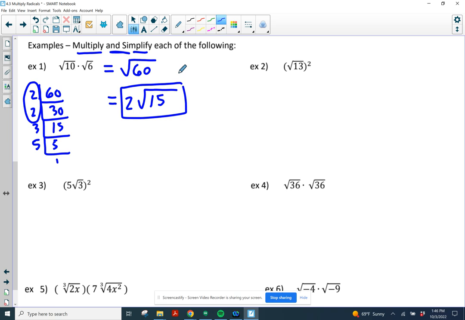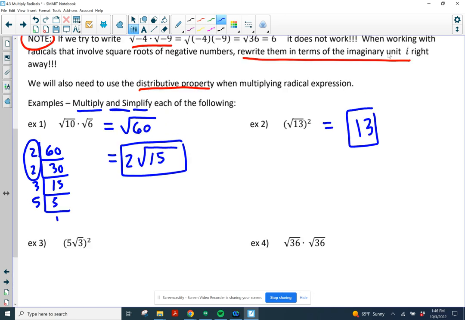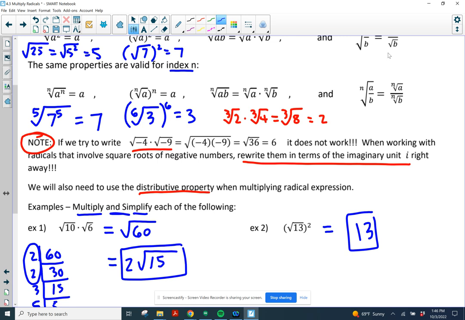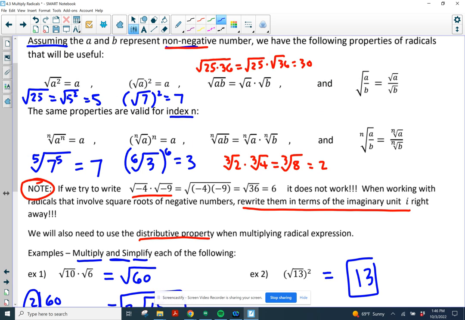Okay. Square root of 13 to the second power. Square root of 13 squared. Square root and square undo each other. My answer is 13. That's our property up above, right here. Okay, it's that property right there. Square root and the square undo each other. So we get 13 out of that one.